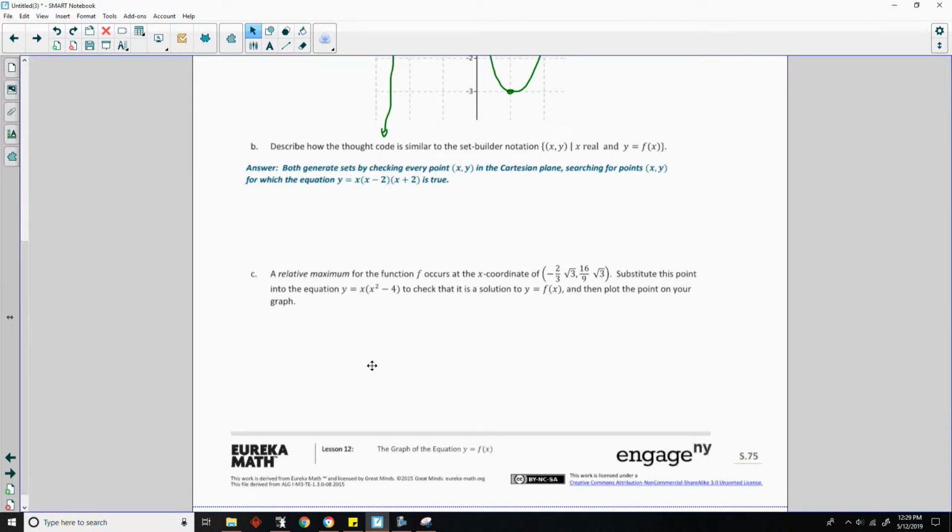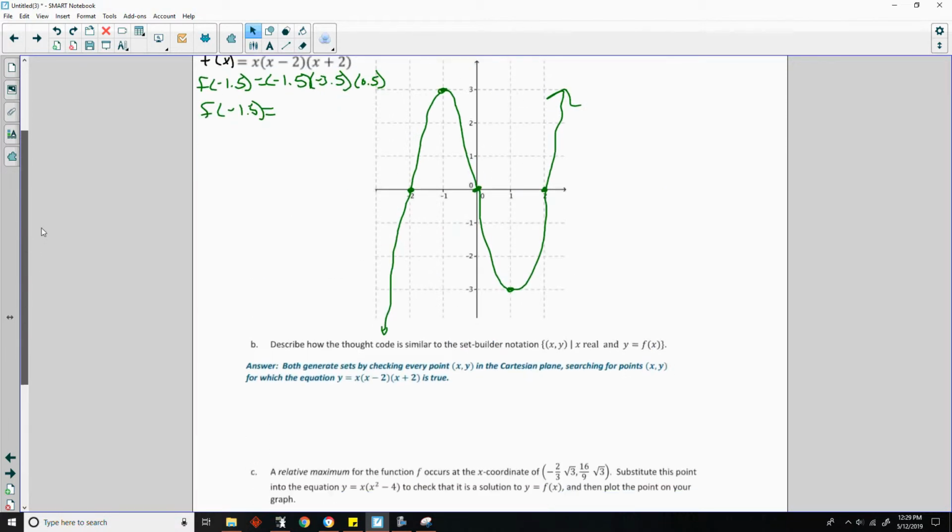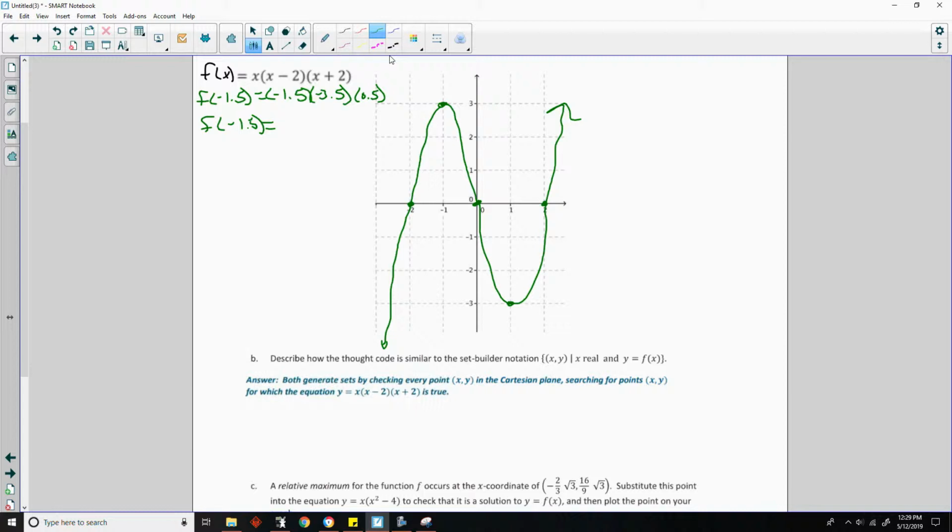Part C says a relative maximum for the function f occurs at the x coordinate of negative 2/3 square root 3, comma 16/9 square root 3. Substitute this point into the equation y equals x times x squared minus 4 to check that it is a solution to y equals f of x, and then plot the point on the graph. Now you might be wondering, where did they get this function from?